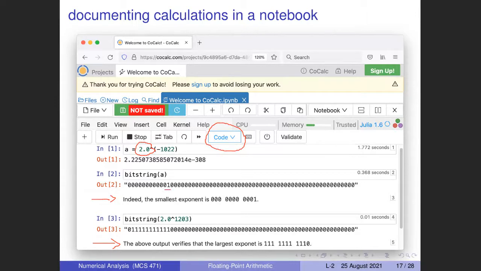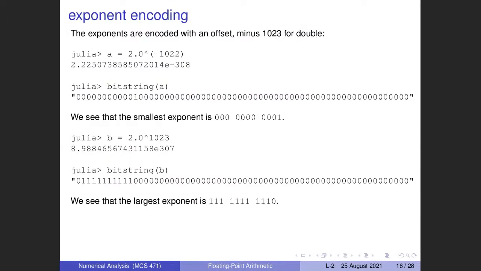That's the smallest exponent. Then let's try this too for the largest exponent. And here you see what this is indeed. So we do have the largest exponent that we can represent. We have 11 bits, but one of those bits is actually reserved for the sign. All right, I'm using Julia here in a terminal to do exactly the same computations as in the Jupyter notebook.